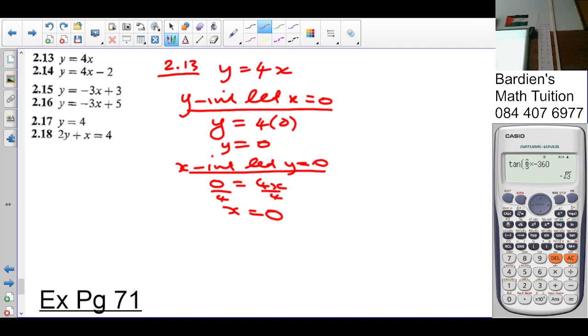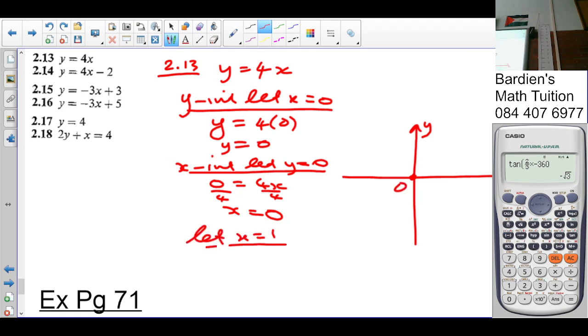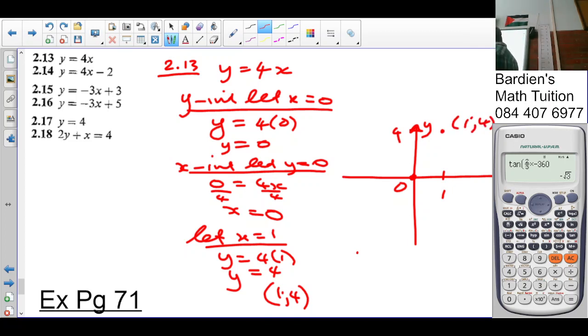So what do we do? Let x equal to 1. We say let x equal to 1. So y is equal to 4 times 1, which is 4. So this coordinate is what? 1 and 4. If x is 1, y is 4. We're going to go through there and there. With our ruler, we connect the dots.